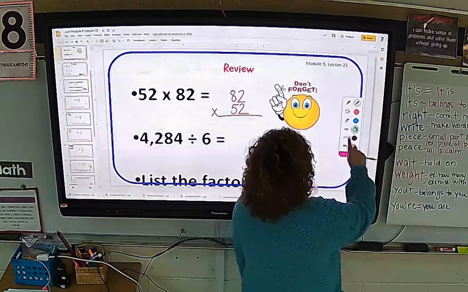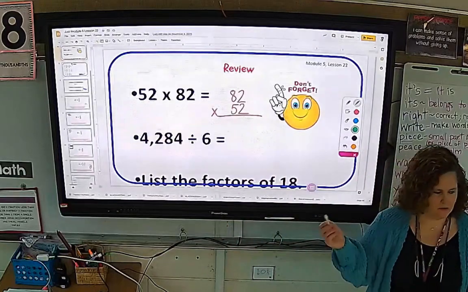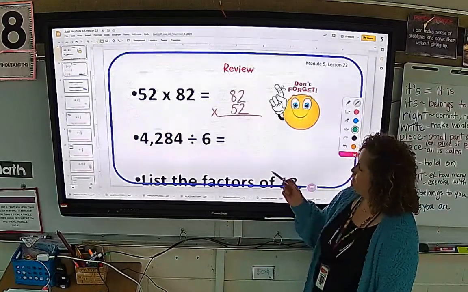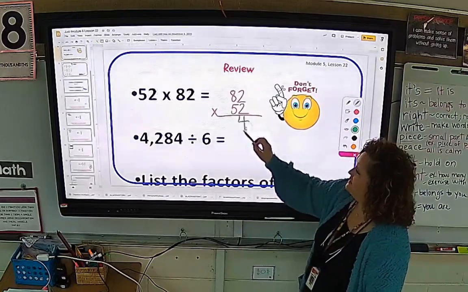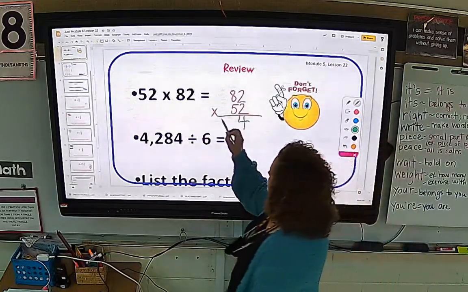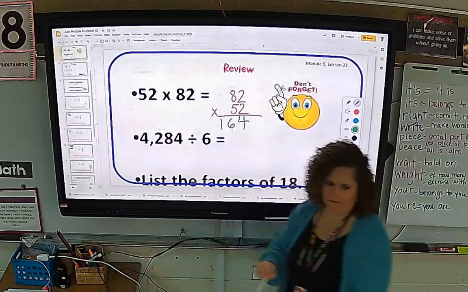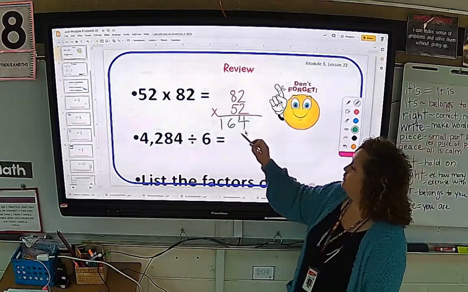Go ahead and finish up. See if your answer matches the one we get up here. So 2 times 2 is? 4. Okay. 2 times 8? 16. So your top row is 164. Okay. We know to put that 0 there.